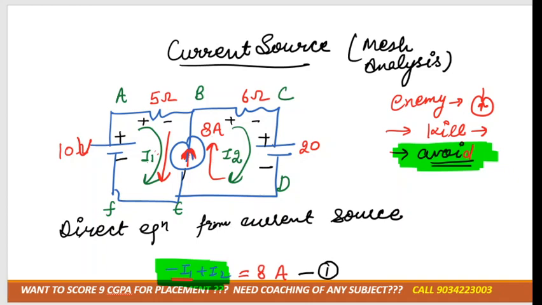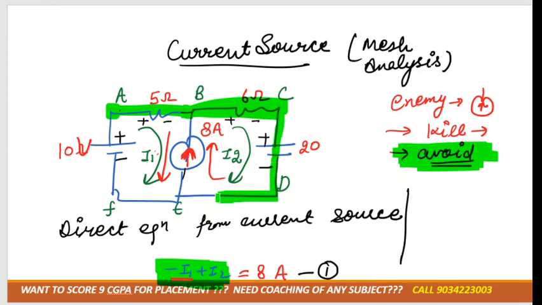Now we have to make the second equation also, because we have two variables. The second equation we will make from the mesh. You are standing at position A and you have to come back to A only. You move from A to B. Now from B to A, if you move, you see that your enemy, the current source, is present, so you have to avoid that path. Instead of choosing the shortest path, you can take the longest path, but you won't move through the path where your enemy is present. Then you move from B to C, C to D, then F to A.